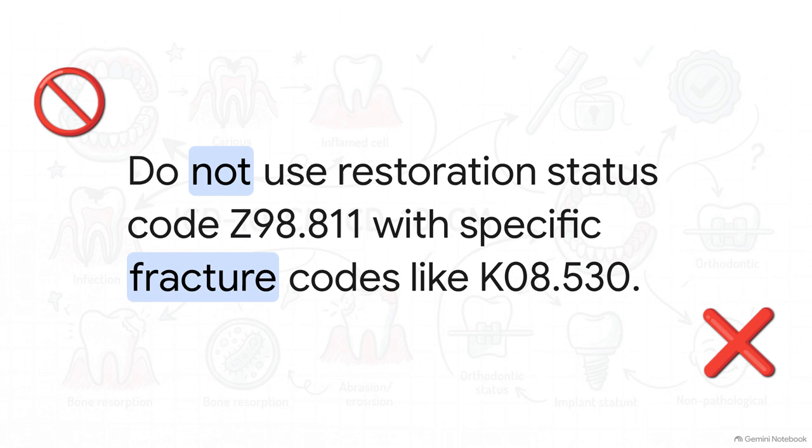Think about it like this. Z98.811 is just a general status code saying this patient has a dental restoration. But if that patient is in the chair because their filling or crown actually broke, you have to use a much more specific code, like K08.530 for a fractured restorative material without loss of material, or K08.531 if the material was actually lost. Using both the general status code and the specific fracture code is redundant. Always code to the absolute highest level of specificity and avoid those contradictory combinations.